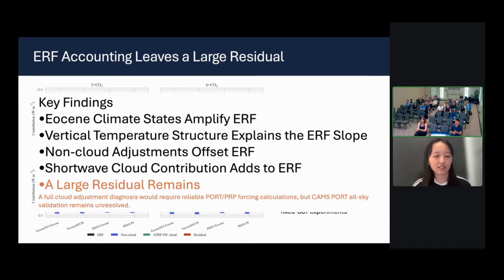The last slide summarizes the key findings so far. One remaining challenge is the CMIP port validation. At the moment, the all-sky validation still does not pass. If anyone has experience with the CM5 port or insights into the all-sky validation issue, we would really appreciate your advice.